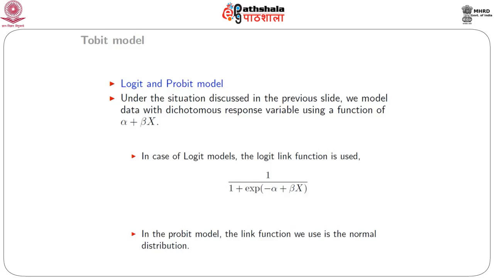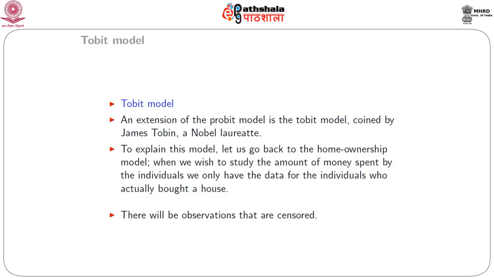So what happens here is, in regular regression we had expectation of y given xi equals alpha plus beta xi, but in case of logit link, it gives us expectation of y given xi equals 1 over 1 plus exponential negative alpha plus beta xi. And similarly, in case of probit model, we use the probit link function, which uses the normal distribution CDF as the link function. An extension of the probit model is the Tobit model, which was coined by James Tobin, who was a Nobel laureate economist.